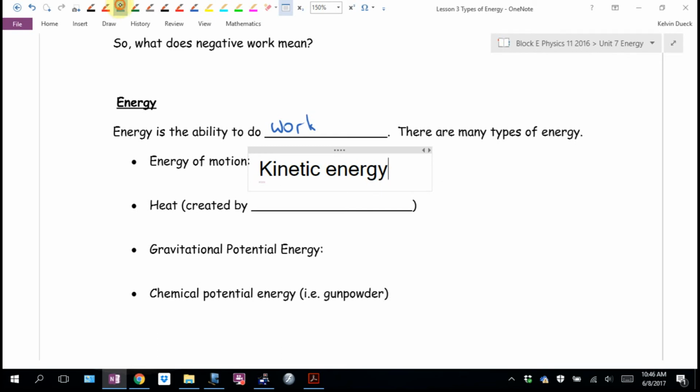Another form of energy is heat. Typically, heat is created by friction. In fact, technically, it's the work done by friction, which means it's the force of friction times distance. We did do one like that a couple of days ago.